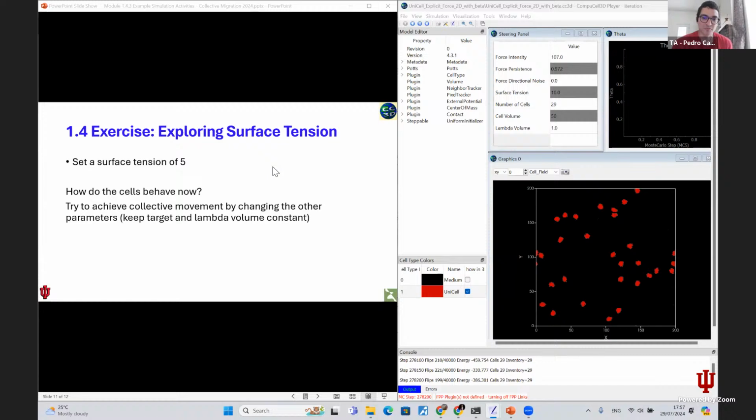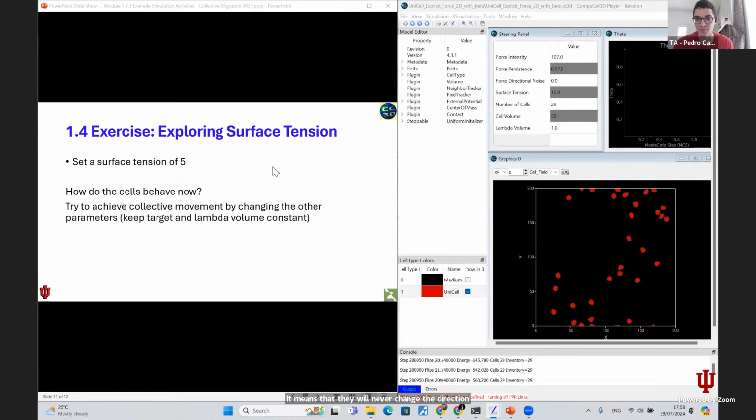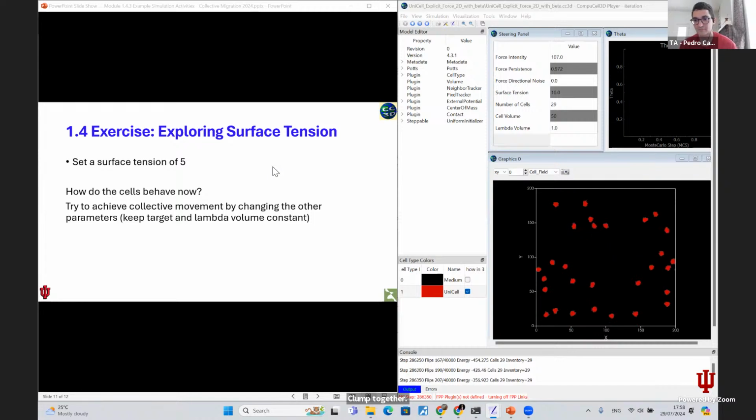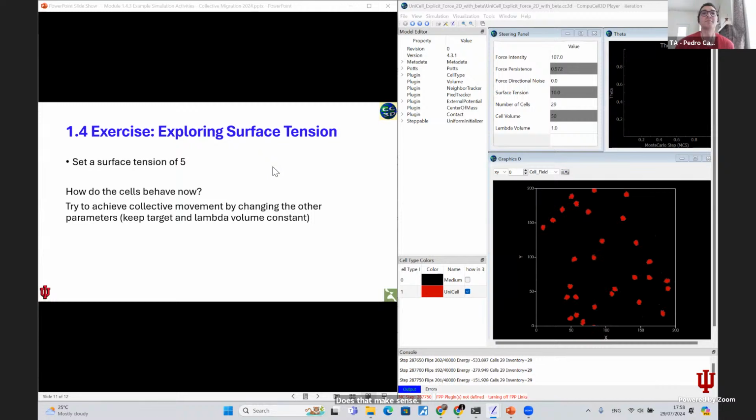So if you set your force persistence to 1, it means that they will never change the direction. They will always preserve 100% of the previous force direction they had. So by never changing the direction, they will never clump together. Does that make sense? They rather follow their path.